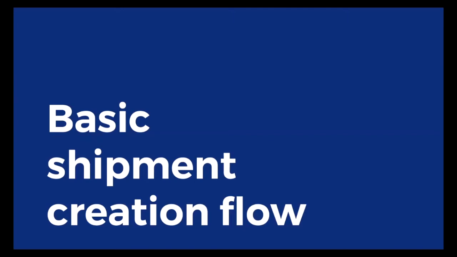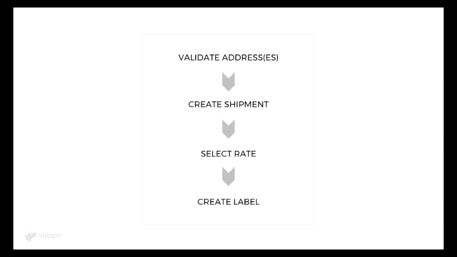It's better to understand how the basic flow works before you go and create something in a single call, because if you go straight into single call and you run into errors, it might be more difficult to understand why those errors are occurring. So at a basic level, we're going to go through validating an address or addresses, then using those addresses to create a shipment, and then selecting a rate from the shipment that we created, and then using that to create a label.